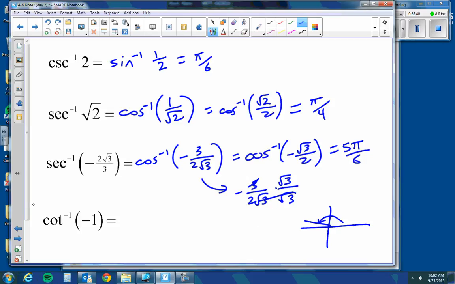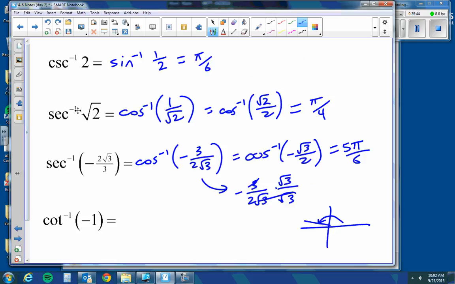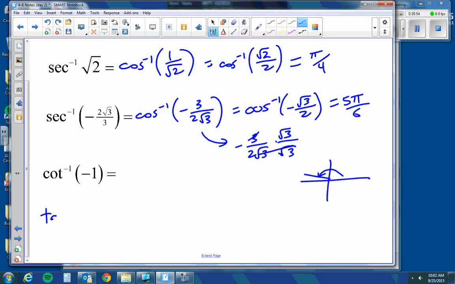Now, cotangent and tangent are different. In other words, up here, secant and cosine have the same restriction. Okay? They both work in the same quadrants, like sine. Tangent and cotangent don't. So actually, I want to add a problem here. We can do both of these.